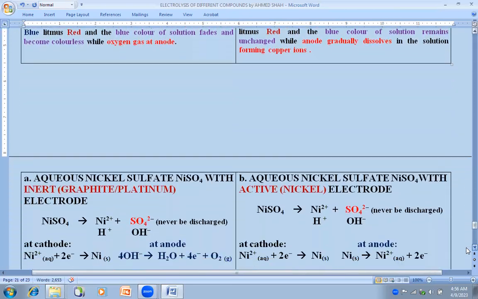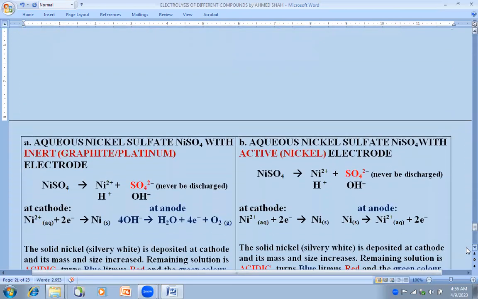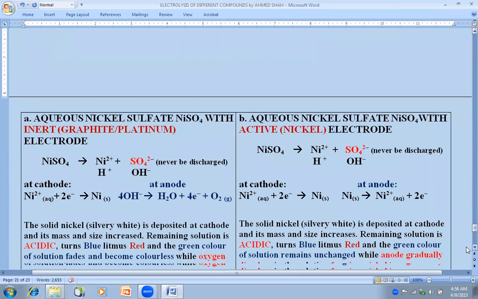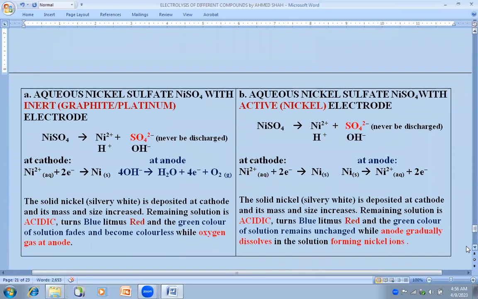Now, one more example for your easiness. After the completion of this topic, we have to finish our lecture, and then the next lecture will contain the next topic, the electrochemical cell.